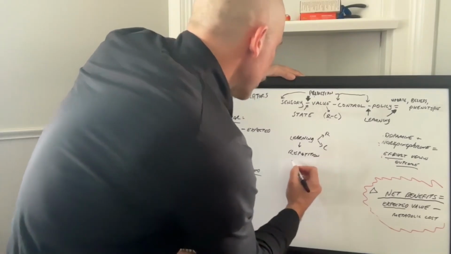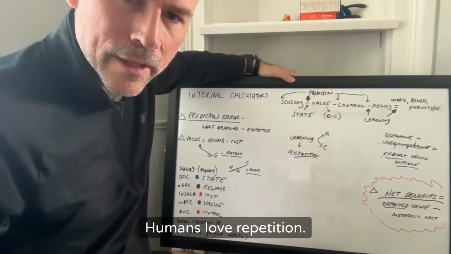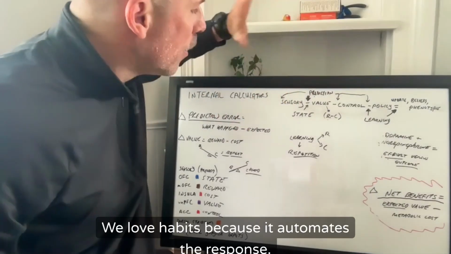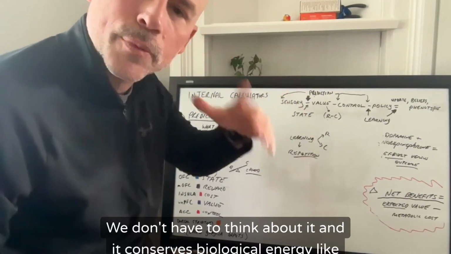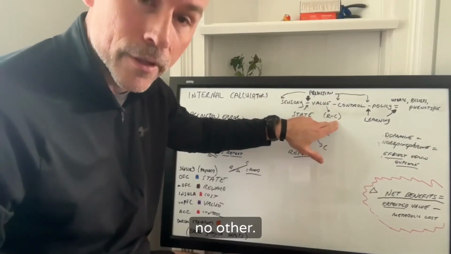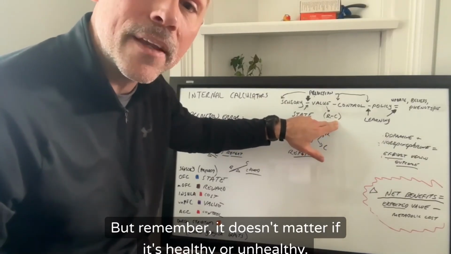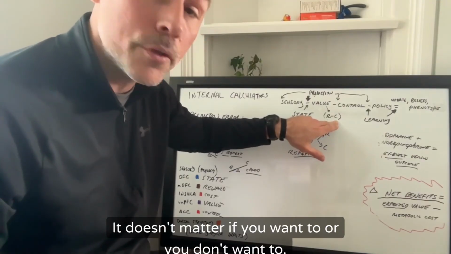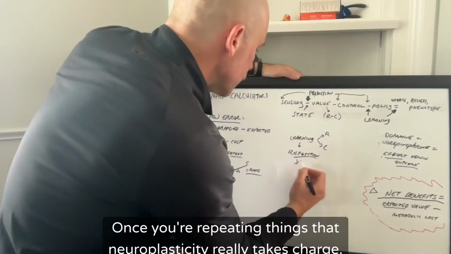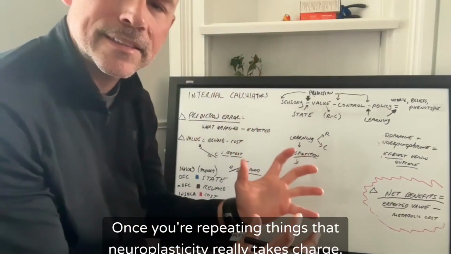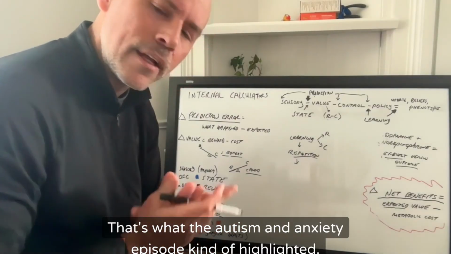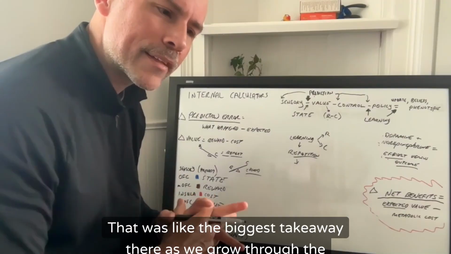Repetition. Humans love repetition. Remember, we love habits. This is what this is kind of all about. We love habits because it automates the response. We don't have to think about it, and it conserves biological energy like no other. But remember, it doesn't matter if it's healthy or unhealthy. Doesn't matter if you want to or you don't want to. And then once you're repeating things, that neuroplasticity really takes charge. That's what the autism and anxiety episode highlighted. That was the biggest takeaway there.